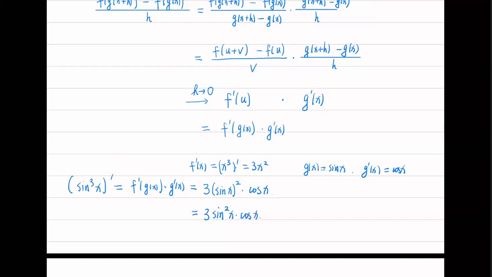Okay, so that is the derivative. We apply the chain rule. The exterior function is the cubic power, derivative 3 squared, 3x squared. The interior function is sine x, and the interior derivative is cosine. So we get 3 sine squared times cosine.